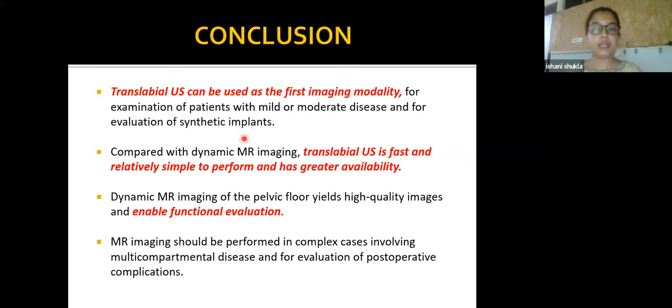Dynamic MR imaging of the pelvic floor, however, yields high-quality images and enables functional evaluation. MR imaging should be performed in complex cases involving multi-compartmental disease and for evaluation of post-operative complications.